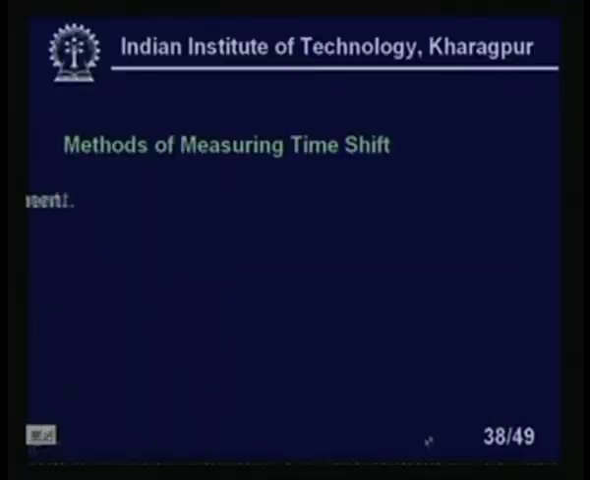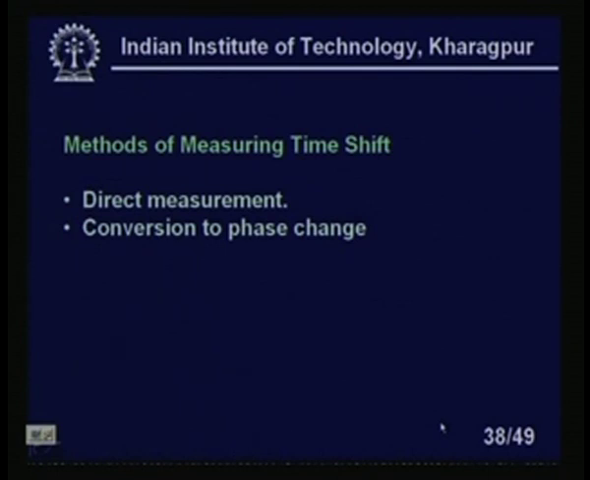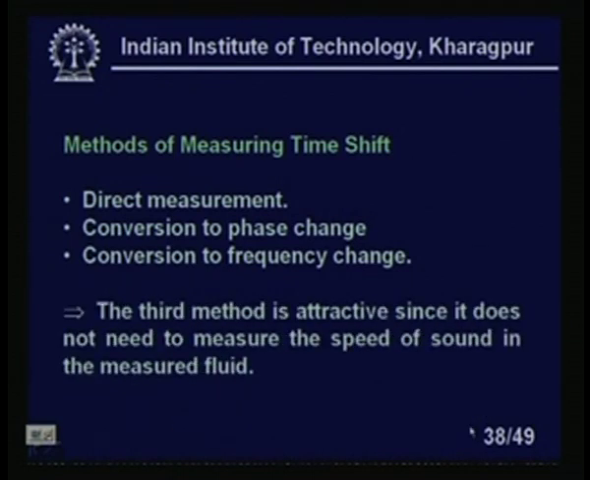So, how do you measure this time shift? The methods of measuring the time shift are direct measurement, conversion to a phase change, and conversion to a frequency change. We will discuss the frequency change in more detail. The third method is attractive since it does not need to measure the speed of sound of the measured fluid, because in the previous case, in Doppler shift flow meters, we have seen that we have to measure the fluid velocity, which is not necessary in this case.